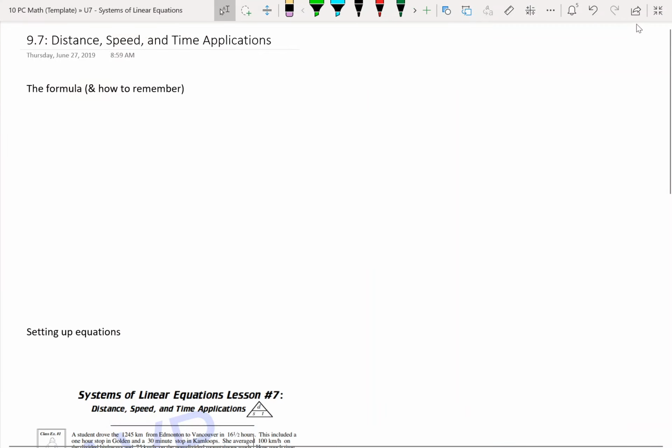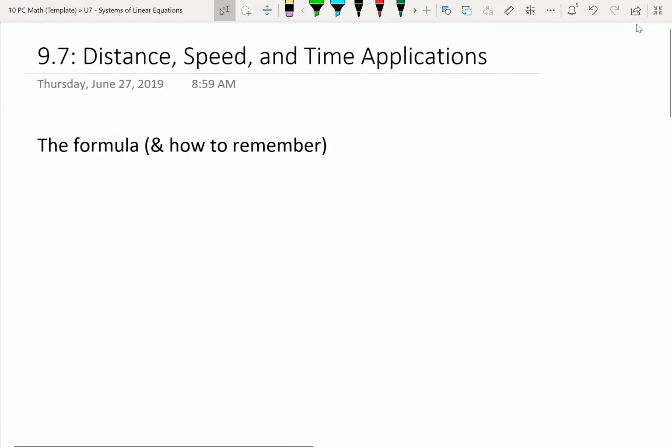All right, so we're talking about the last type of word problems we're going to deal with this unit. They're pretty tough, but hopefully some science stuff you've done will help you with this. So distance, speed, time stuff, we're going to talk about the formula. The formula is distance equals speed times time.